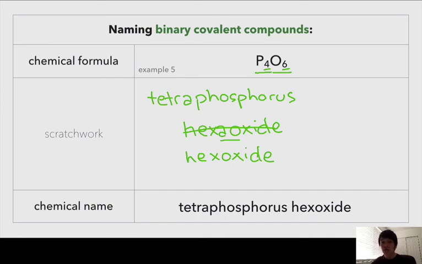However, you do need to make sure you're really comfortable with the prefix list and the "-ide" ending list. Okay, the prefix list and the "-ide" ending list. Also, there are 2 exceptions. Do not use mono in the first element. And anytime there is an OO or an AO, just change it to an O. Okay? All right. Go ahead and try your practice. And if you don't get it right the first time, just make sure that you resubmit it until you are correct.